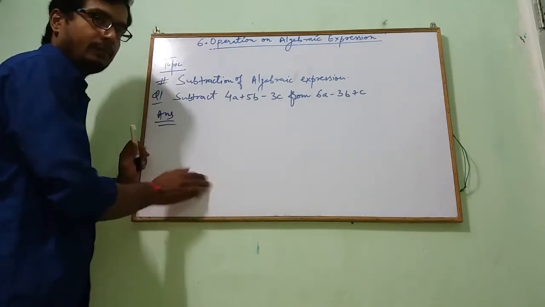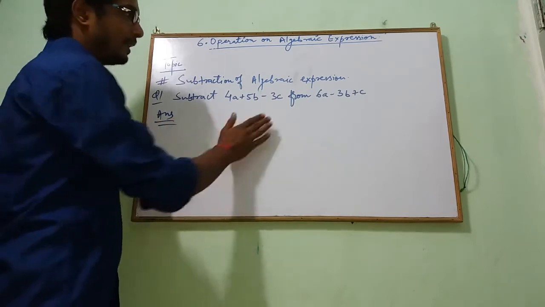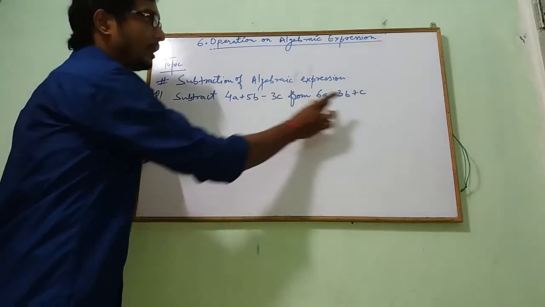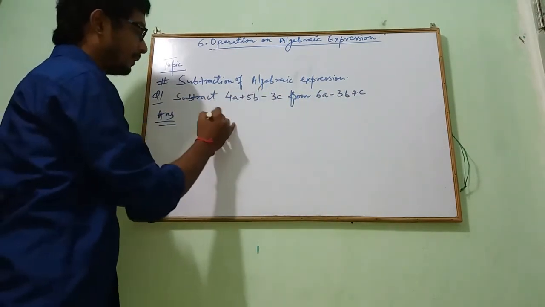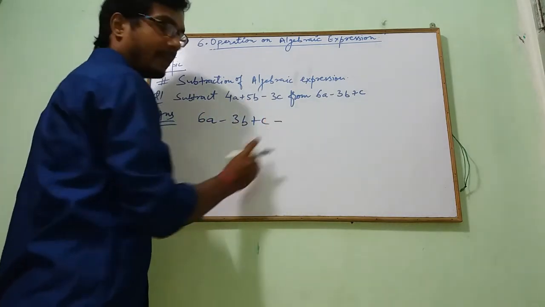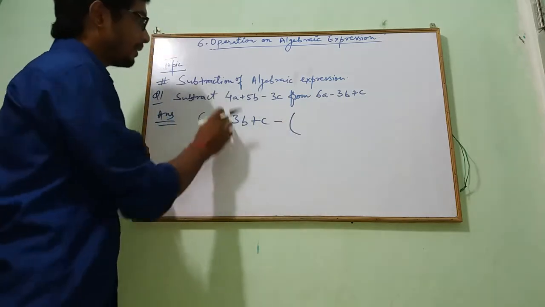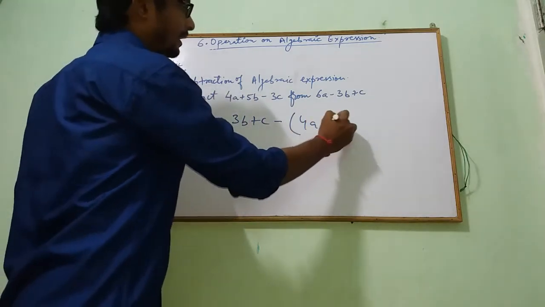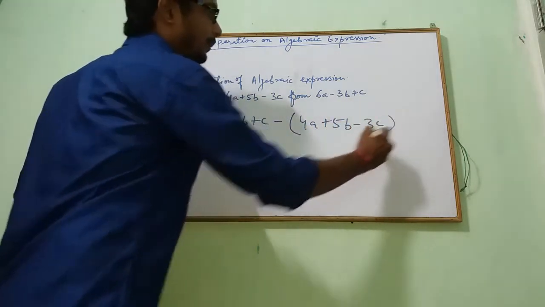Now in the row method, what we have to do is write first, since I have to subtract this one from this one, I will write 6a minus 3b plus c, and then I will put a minus sign here, put a bracket, and then I will write 4a plus 5b minus 3c.